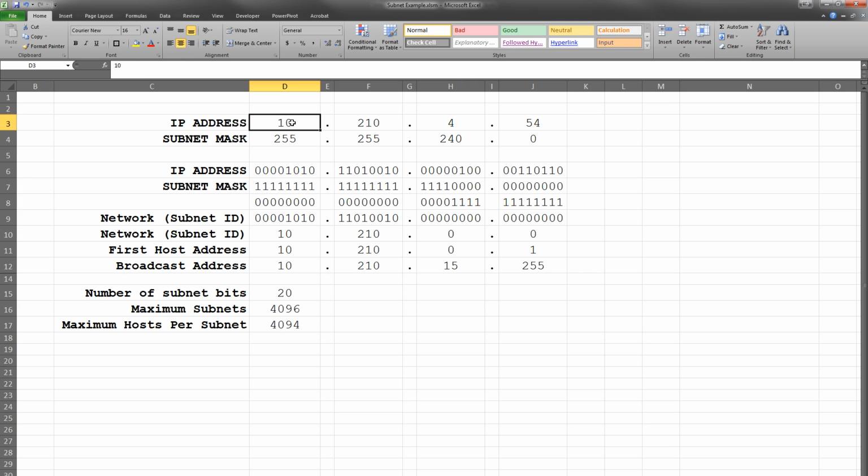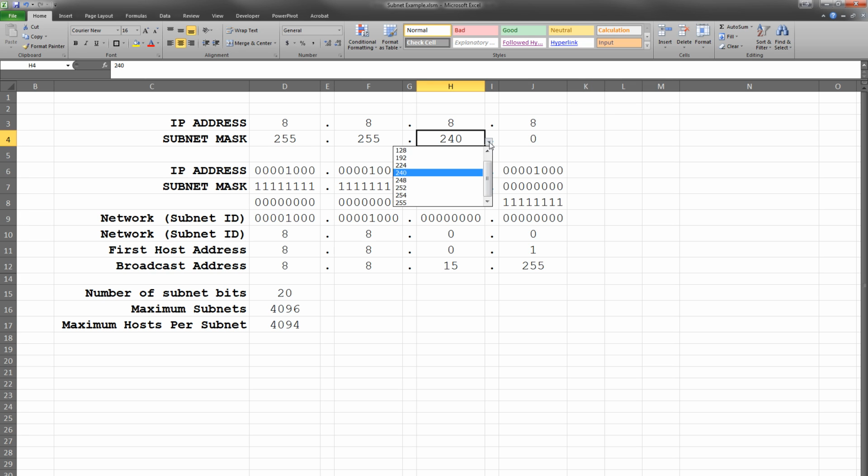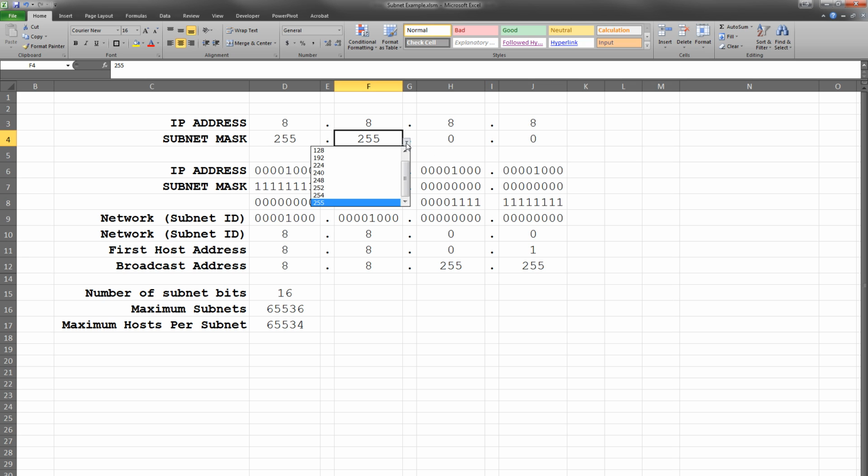Let's pick another address. What the heck? Let's do Google's DNS server, which is 8.8.8.8, and let's say that we're using a subnet mask of 255.224.0.0. I don't know what Google's using, but let's just assume that we're using that for right now.